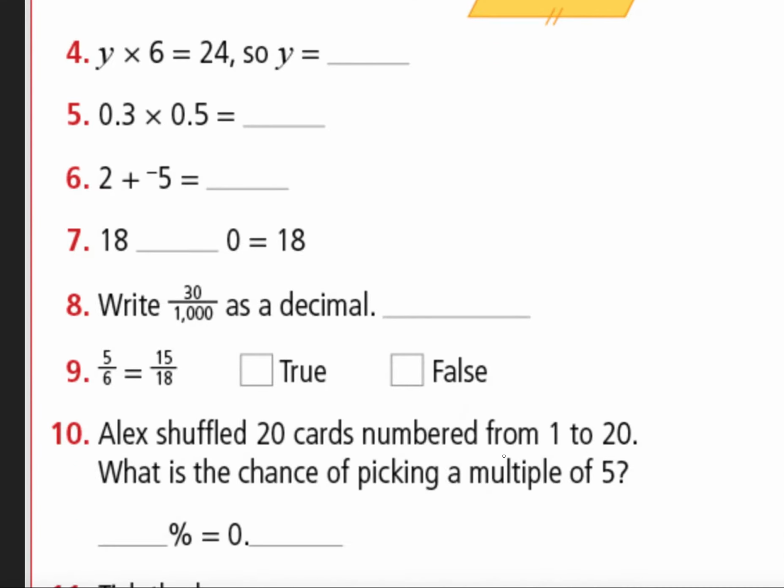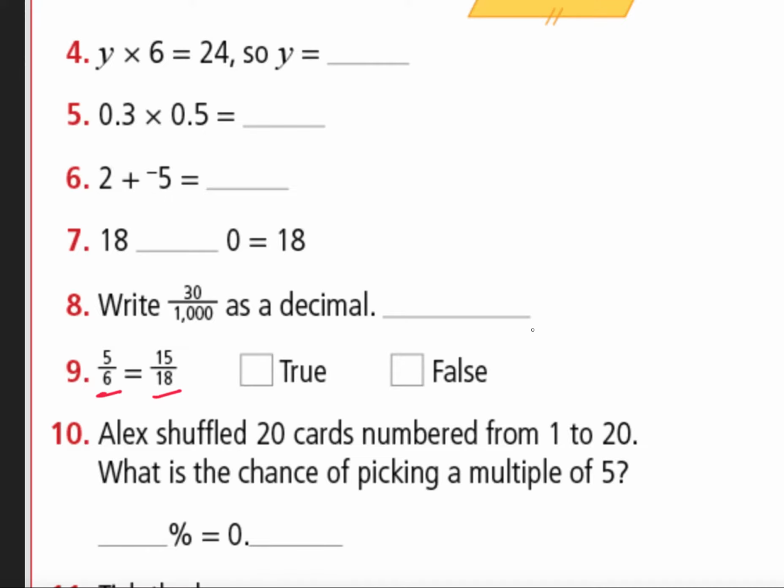Number 9. 5 over 6 is equal to 15 over 18. Is that true or is that false? Now at the moment we can't compare them because we have sixths here and 18ths here. So what we need to do is either turn 18ths into sixths or sixths into 18ths. And the easiest way to do this, in fact the only way, is to turn the sixths into 18ths.